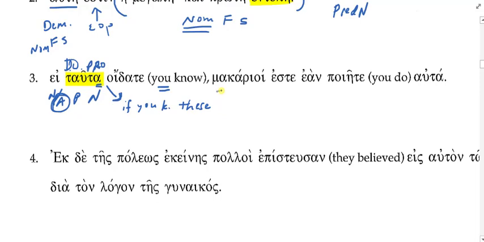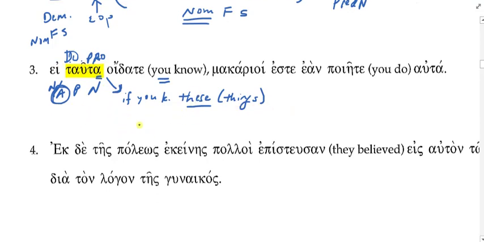So if you know these plural things, so should I just leave it as if you know these? Yeah, probably want to put things in parentheses. Otherwise, in English, we will assume that this is a person, right, or a set of persons. So we might want to say things. If you know these things, then blessed are you if you do them, right? But again, that's a pronoun use of the demonstrative.